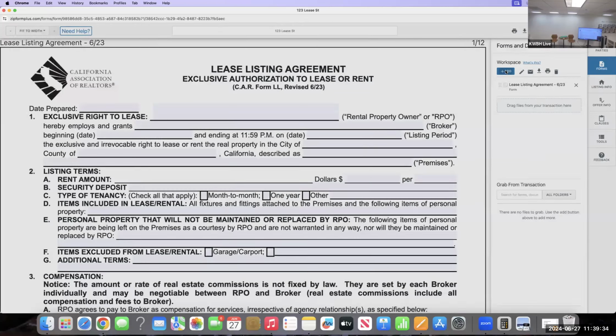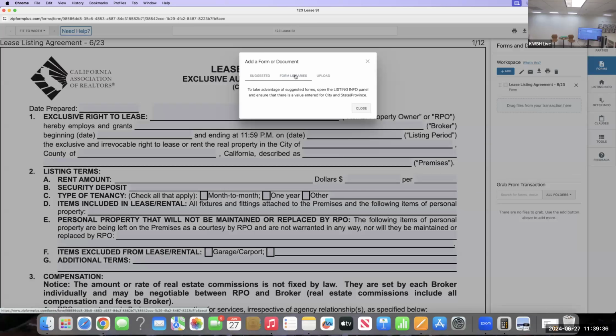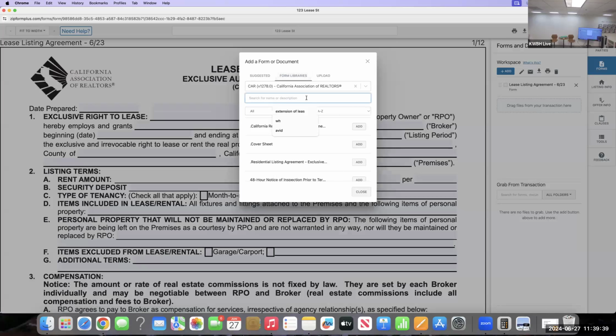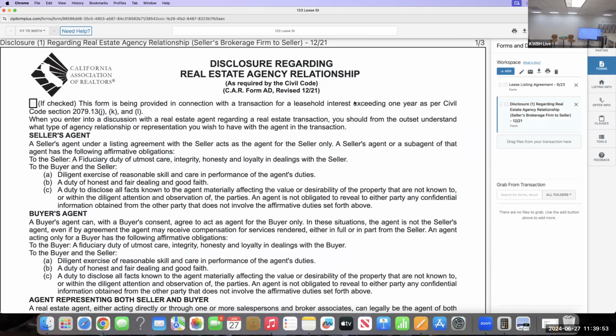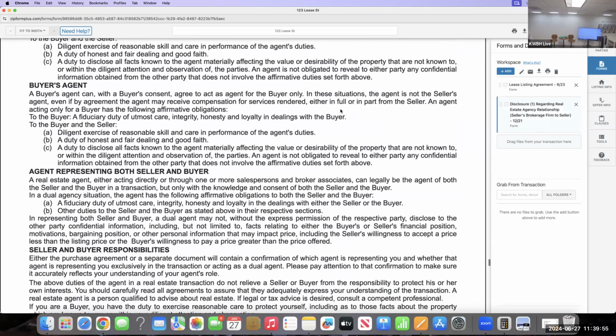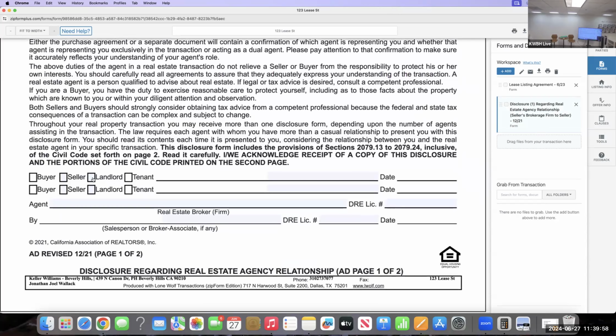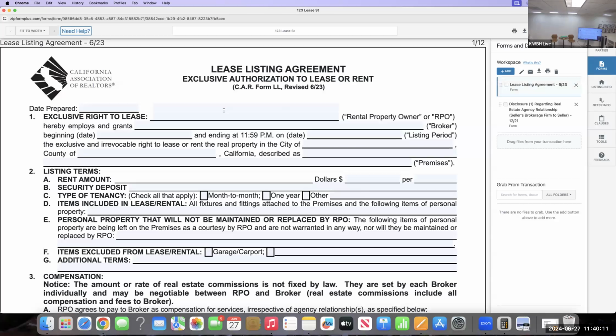So I'm going to add a document. Form libraries, AR. We go agency. Disclosure regarding real estate agency relationship. Adding it. That's also if you represent the lessee, right? Yes. It's just an agency. So I can check here who I'm representing. I'm representing now the landlord. If it was a tenant, I would check tenant, but it's gonna be a different agency. That's number 1. So this is the landlord and me. All right, so let's look at the lease listing agreement.